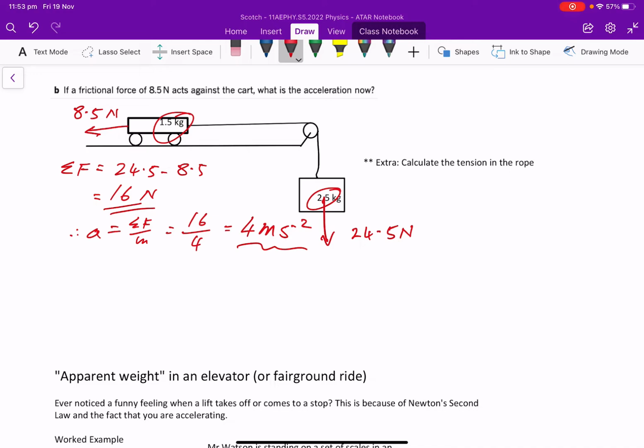That is because the force of 24.5 newtons needs to not only accelerate the whole system, it also needs to overcome the 8.5 newtons of friction. So the net force is only 16 now. Makes sense?